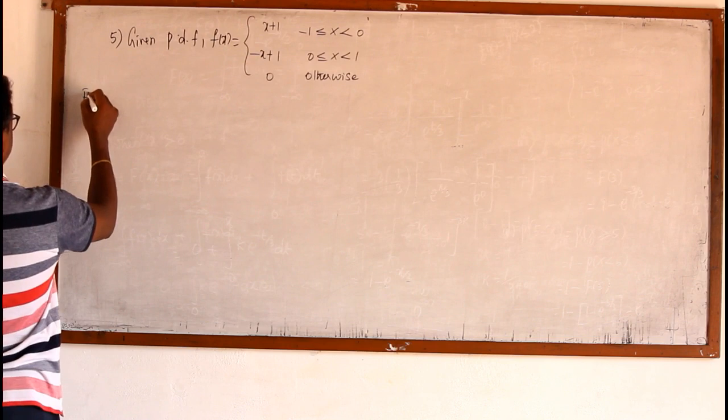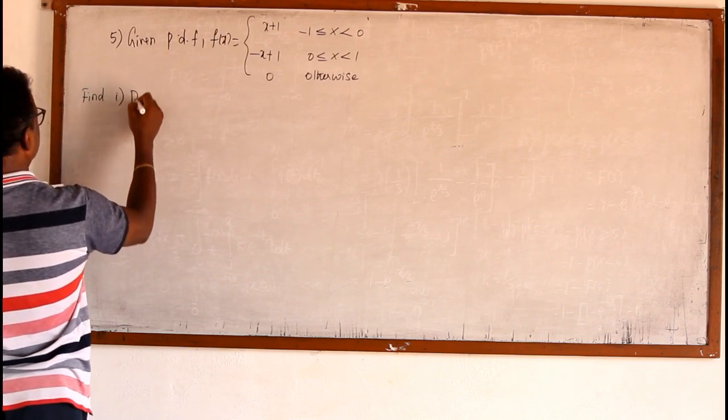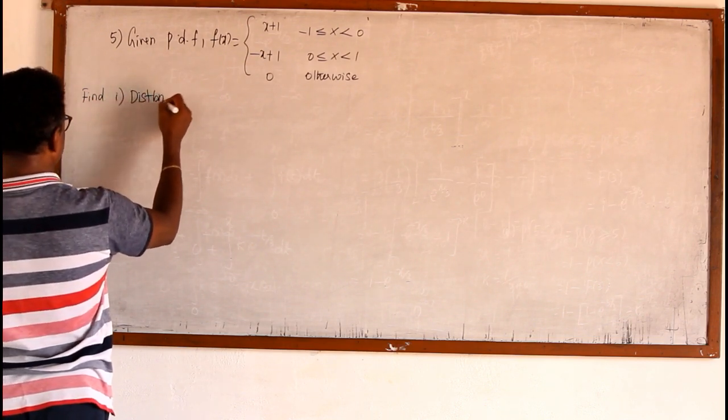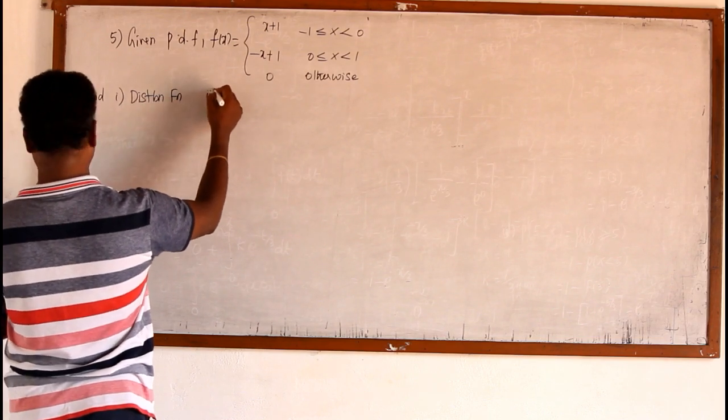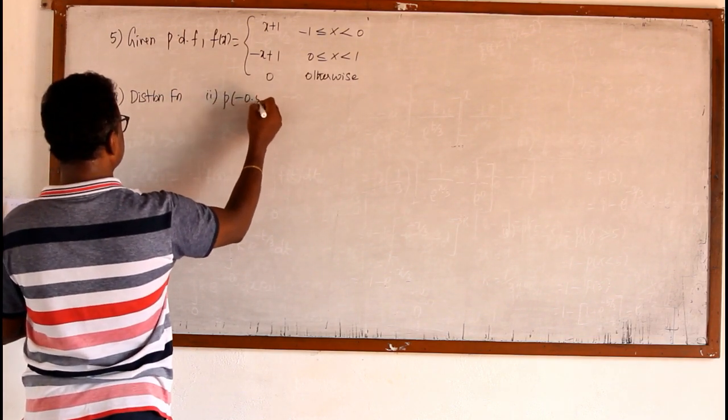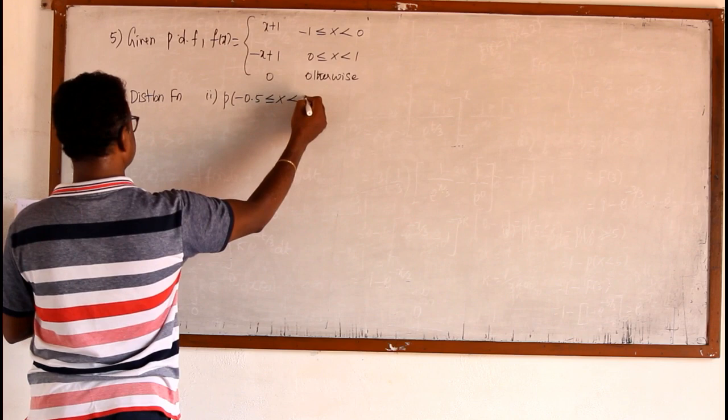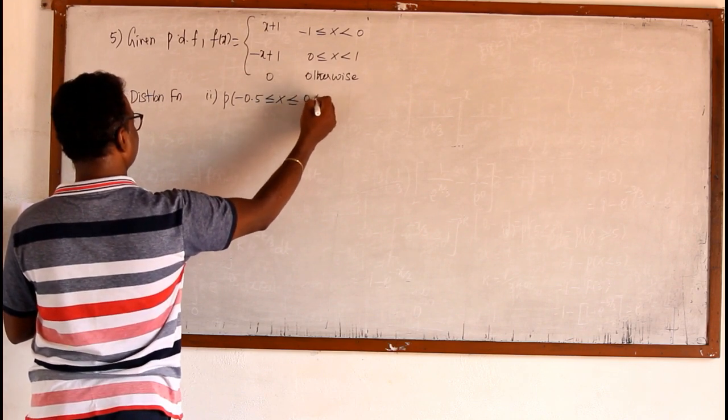Just two questions. First, find the distribution function capital F of x, and second, find P of minus 0.5 less than or equal to X less than or equal to 0.5.